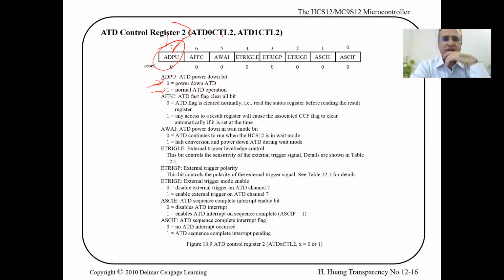Then there's this bit, which is the fast flag clear all bit. If it's 0, when you're done converting, guys, we saw that successive approximation goes through multiple steps, right? It goes to the most significant bit in the successive approximation register. It makes it a 1, converts the digital value into an analog voltage, compares with the incoming voltage. If it's greater, it keeps the 1. Otherwise, it brings it back to 0. Then it goes to the next bit, and so on.